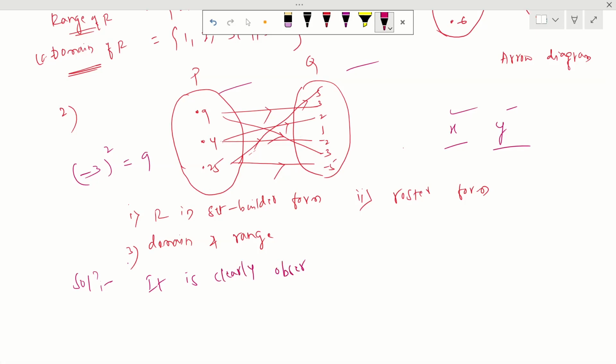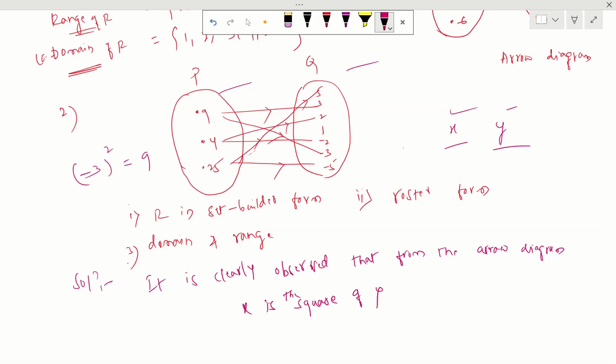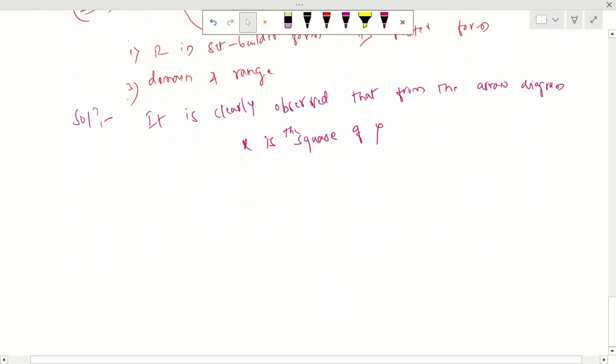it is clearly observed from the arrow diagram that x is the square of y. Okay, x is the square of y, right? So now we can write first the set builder form.